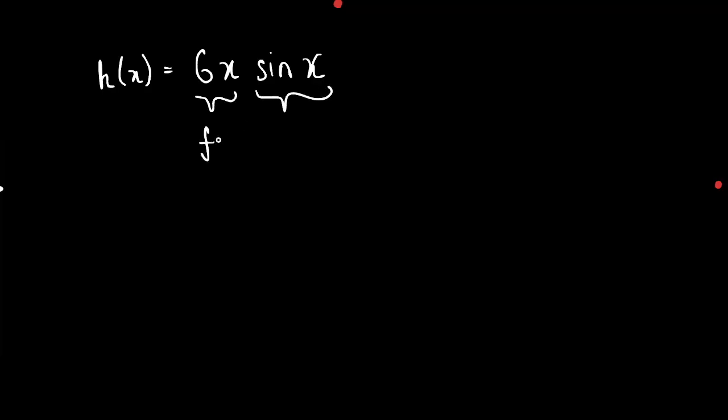So if we're told that we have a function like this, our h of x, that's equal to 6x sine x. We can see that this is really the product of two different things. We can call the 6x the first part and the sine x the second. So this would then be our f, and this is our g. We can write this out almost as the different components first, before we put it together. We know that our h prime of x is going to be equal to f prime g plus f g prime.